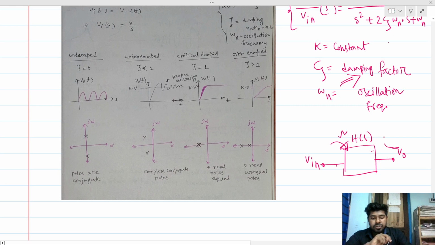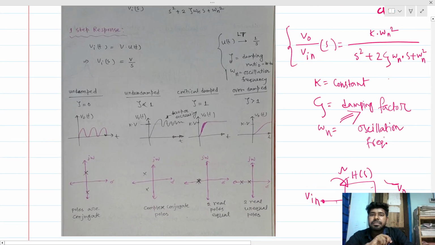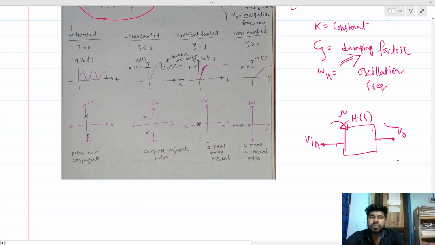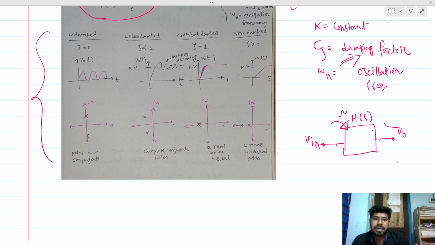Now here are some step responses of some circuits with different zeta values. We know that the Laplace transform of a step is 1 over s, so that is written here. This table is very important for us. We are not going deep into the physics of this; we will just take it for granted.